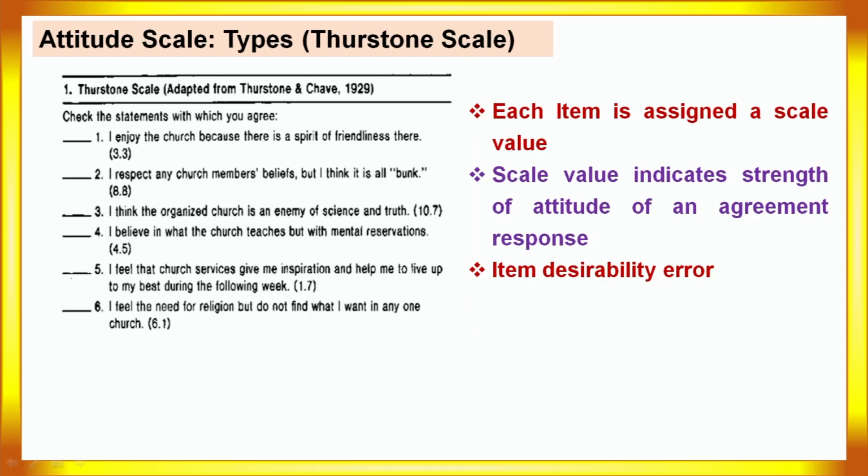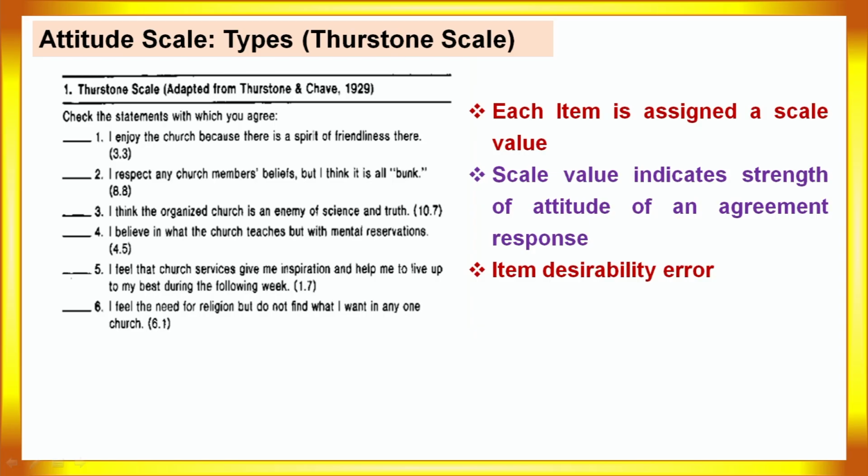This particular scale was taken from its originators, Thurstone and Chave. If the scale value is lower for a statement, that indicates a more positive attitude towards the construct being measured. Here the construct was the attitude towards the church. Take the example of the sentence, I feel that church services give me inspiration and help me to live up to my best during the following week. It has a scale value, or weightage, of 1.7. Now take a statement with a higher scale value, like the third statement, I think the organized church is an enemy of science and truth.